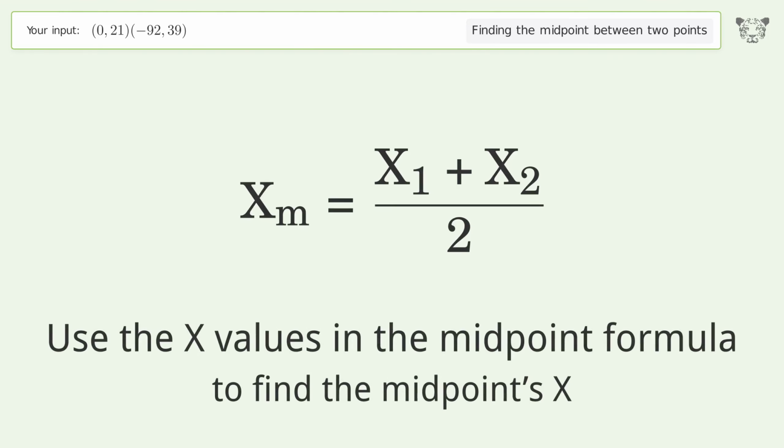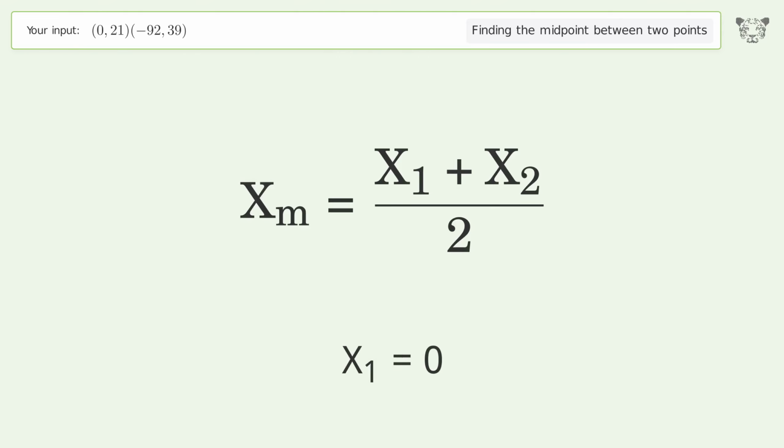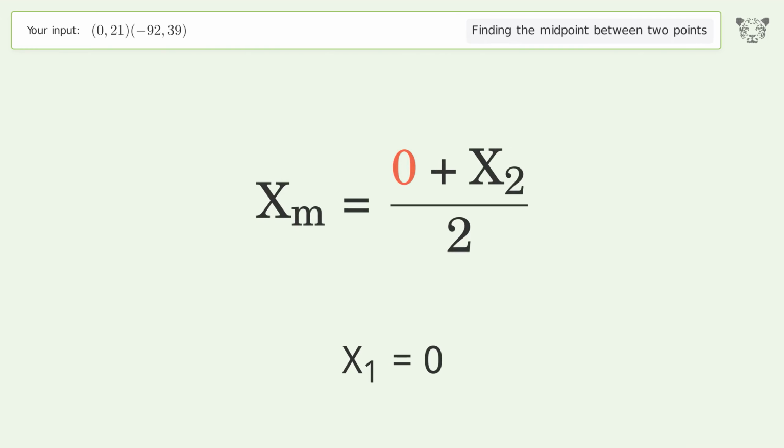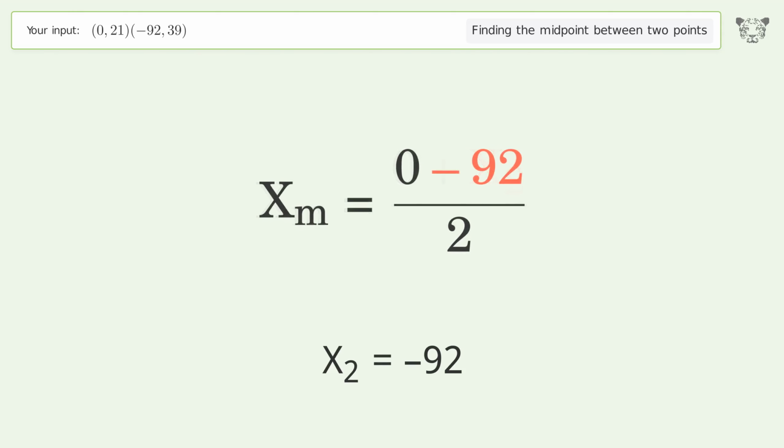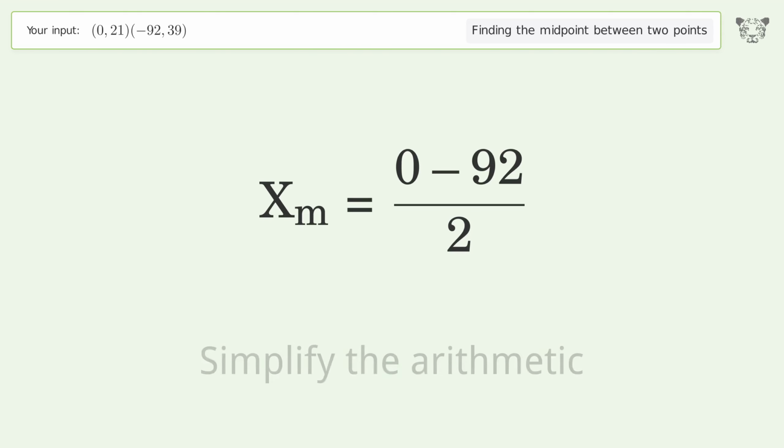Use the x values in the midpoint formula to find the midpoint's x. x1 equals 0. x2 equals negative 92. Simplify the arithmetic.